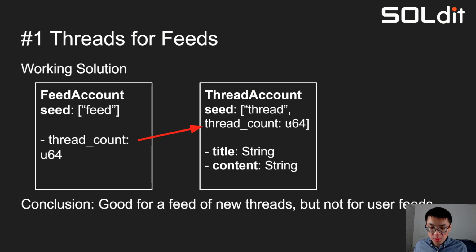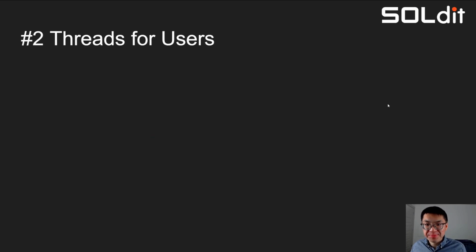And so this works because now whenever we want to generate a list of threads for our feed, we would get the PDA of our feed account, which is simple because we know the seed value is feed, so that's easy to look up. And then we just want to get the latest, let's say 20 latest threads. So we can just see what our thread count is. For example, whenever we make a thread, we'll just increment this. So thread count will be 100. And so if we want to generate the last 20 accounts, we just look up thread count 100, 99, 98, 97, and so on and so forth. And so that's how we would generate a list of threads for a feed.